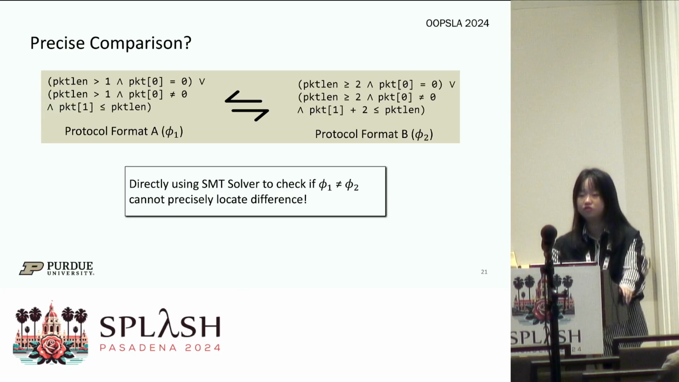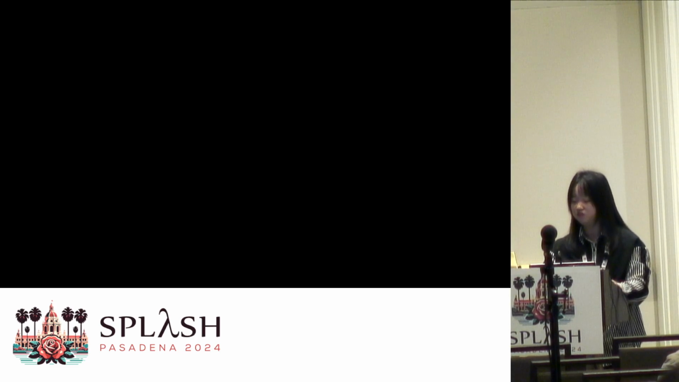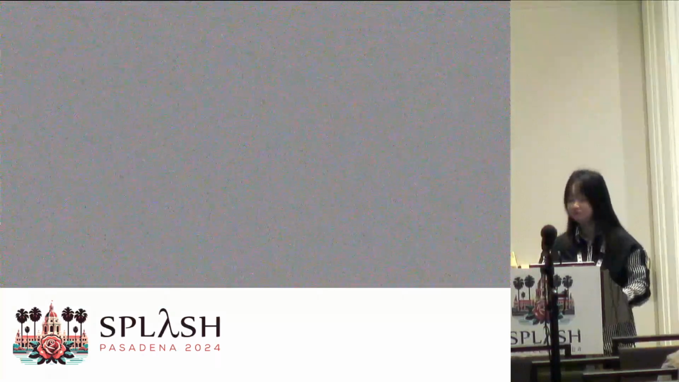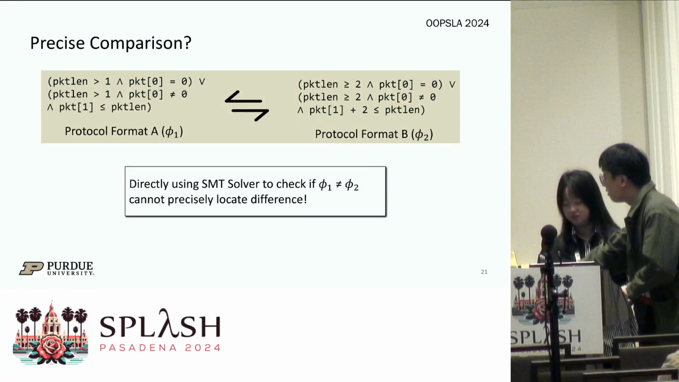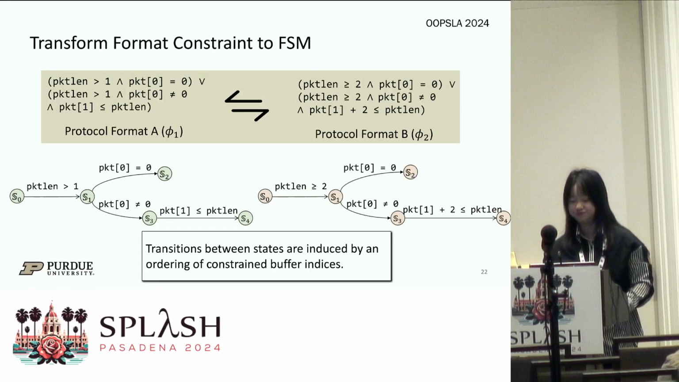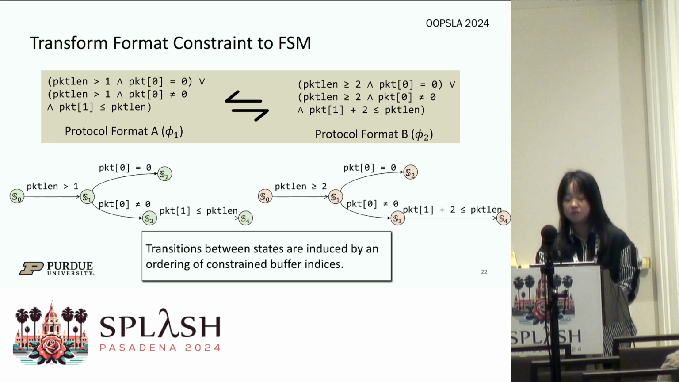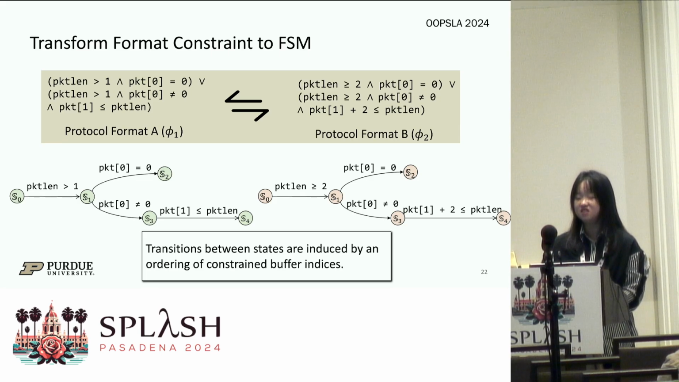And if we want to get all possible differences, we may need to repeatedly query the SMT solver in order to catch more differences, which is actually very inefficient. So to compare the two formats precisely, ParDiff transforms its format into a finite state machine.